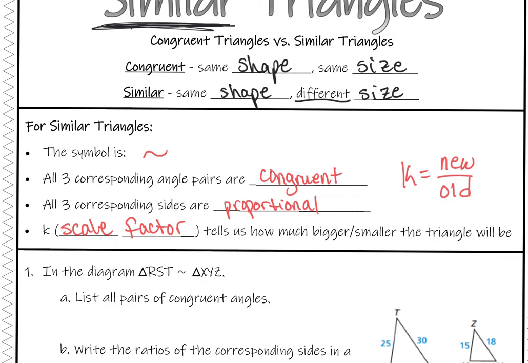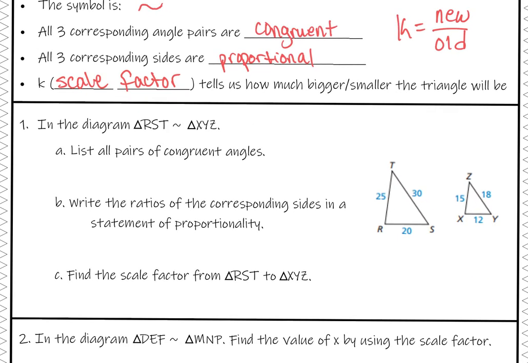Cool, so let's look at this one here, number one. This example, we're going to put everything we just talked about in the above box and put that to use, showing you some examples here. So, in the diagram, triangle RST is similar to triangle XYZ. Okay, so this right here is called a similarity statement. We're saying that RST is similar to XYZ. Okay, cool. So let's look at A.